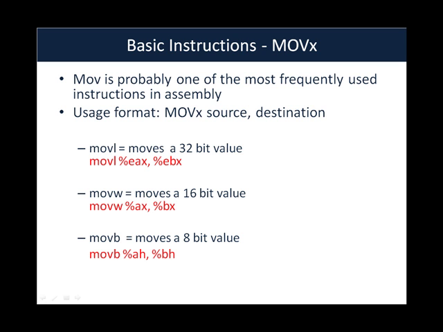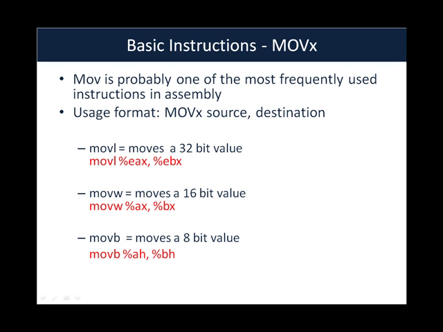The first instruction of importance is the move instruction, and the usage format is very simple: move source into the destination. There are three variations depending on the size of the source and destination. The first is movl, which is used to move a 32-bit value. In this example, movl EAX, EBX means copy the value of EAX into EBX. However, EAX itself is not changed by this instruction.